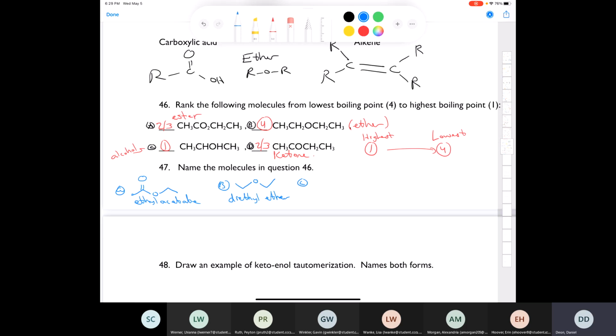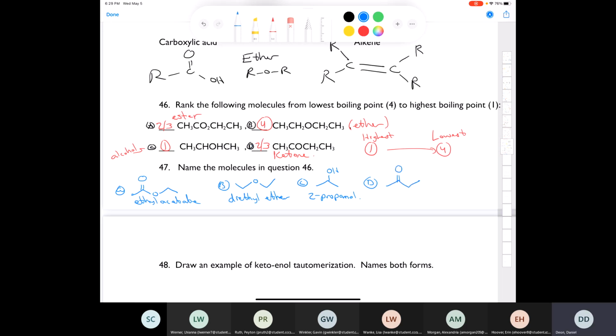What else? We have isopropanol or 2-propanol here. So that would be this compound. This is 2-propanol. And if you want to call it isopropanol, that's fine. Rubbing alcohol. And the last one, this is butanone.